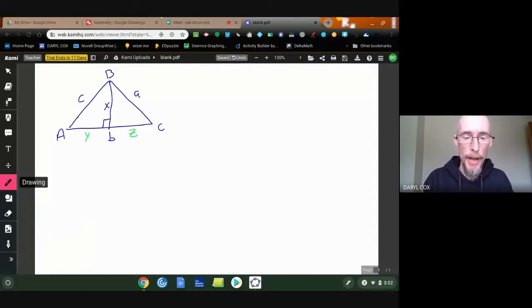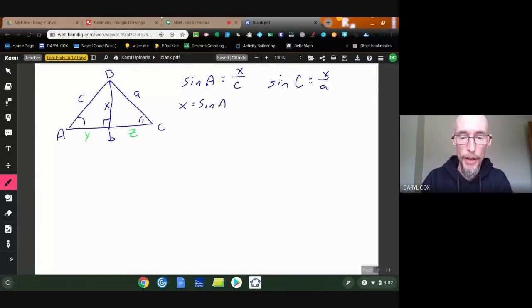So we've got a bunch of different things going on here. Now let's look at what the sine of A is. Well, the sine of A would be the opposite side, which is X, over the hypotenuse, C. The sine of angle C here would be the opposite side, X, over the hypotenuse, A. And if I cross multiply, I get that X equals the sine of A times side C, and X equals side A times the sine of angle C. Notice both X's are the same. So C sine of A equals A sine of C.